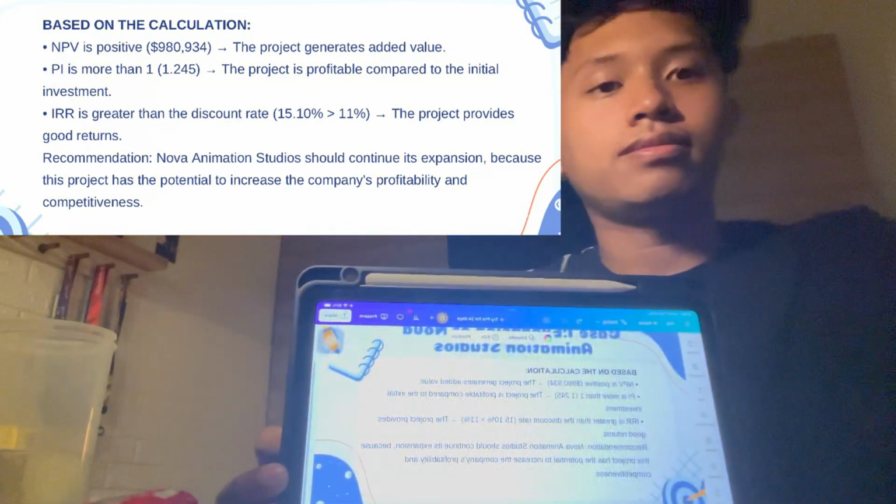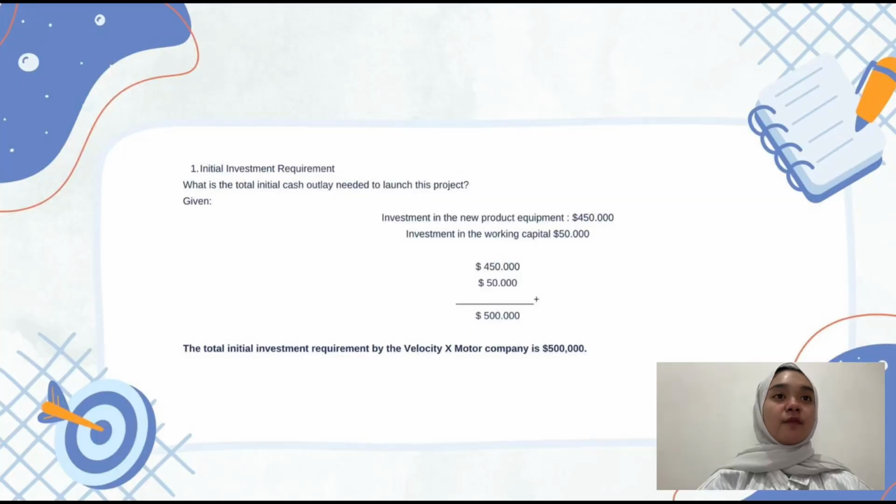Thank you. To find the initial investment needed, you can add up the investment in the new product equipment and the investment in working capital. The total initial investment requirement by the Velocity X Motor Company is 500.